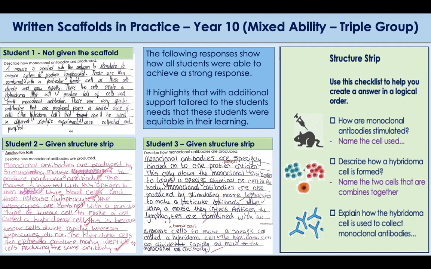Now, the reason why this is dual-coded is because the lesson was on monoclonal antibodies, which is a very, very complex topic which requires a lot of knowledge and a lot of keywords. So without the dual coding, it would have increased cognitive load massively. So it's just another way of helping an SEN learner. And as you can see, all 3 students were successful in completing that task.